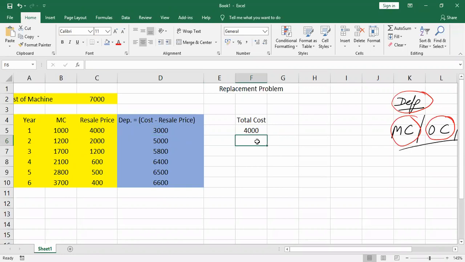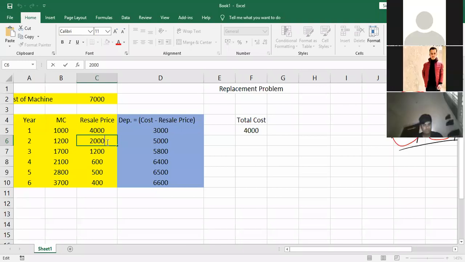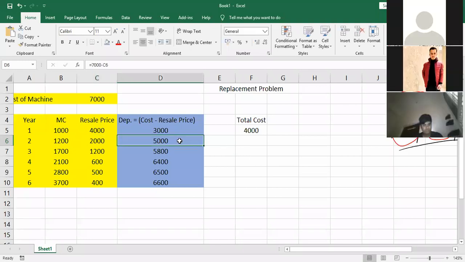If we're talking about the second year, the total cost up to 2 years, how will we calculate? The depreciation is 5,000. Within 2 years, depreciation is 5,000 rupees, because at the end of 2 years you will sell this machine for 2,000 rupees, and the cost of the machine is 7,000. So 7,000 minus 2,000 is 5,000. So 5,000 is depreciation up to 2 years.